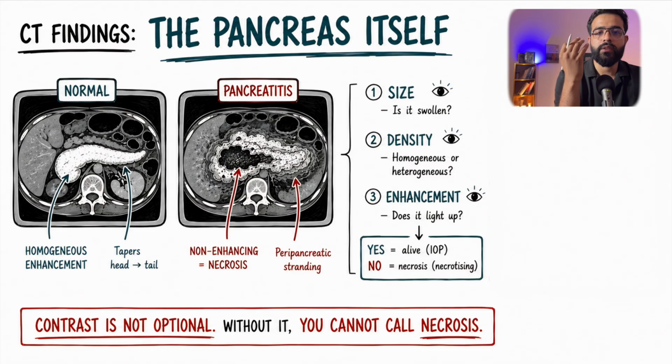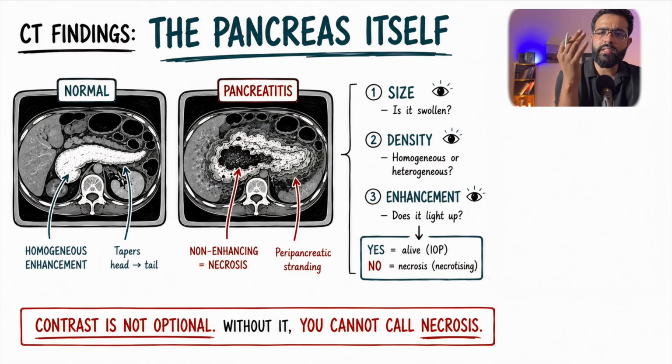And when you do the scan, you want contrast. Intravenous contrast is what allows you to see the perfusion. Without contrast, you can see the inflammation. With contrast, you can see what's alive and what's dead. Necrosis is dead parenchyma that does not enhance. You cannot call necrosis without contrast. The exception is renal failure. Then you are making a clinical judgment call.